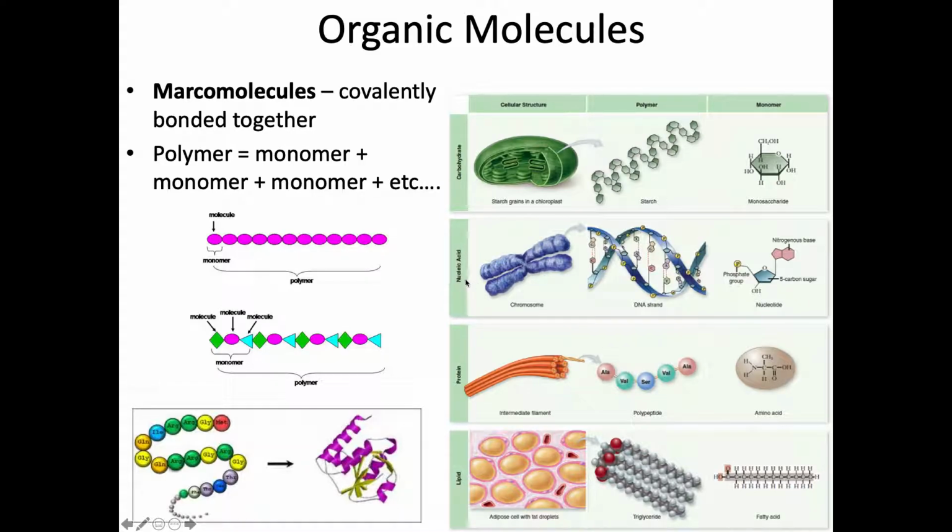Here, nucleic acid. We know that examples of nucleic acids are DNA strands and RNA strands. Well, what are their monomers? What are they made up of? They're made up of nucleotides. We string these nucleotides together to make a DNA strand. And then, of course, your DNA strand condenses to form a chromosome.